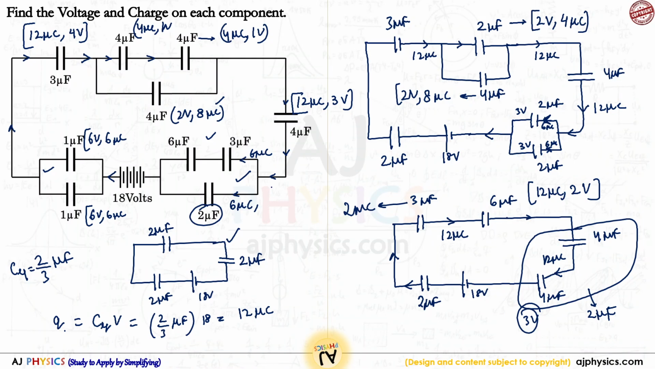This would be 6 divided by 2, this is 3 volts. And obviously in the upper circuit the charge has to be same. So this contains 6 microcoulomb charge, and that would be 6 divided by 6, that is 1 volt. Okay. And on this one, it is 6 microcoulomb charge and the voltage is 2 volt.